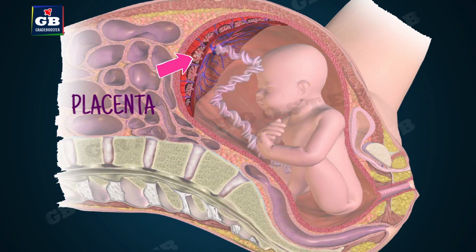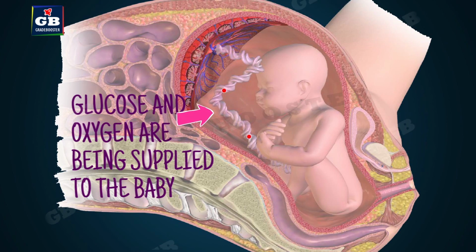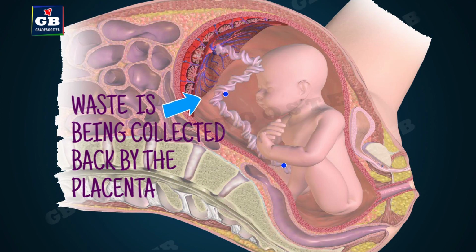Placenta is a special tissue that helps the embryo to get nutrition from the mother's blood. It is embedded in the uterine wall and provides glucose and oxygen to the embryo. Placenta also transfers the waste generated by the embryo into the mother's blood.